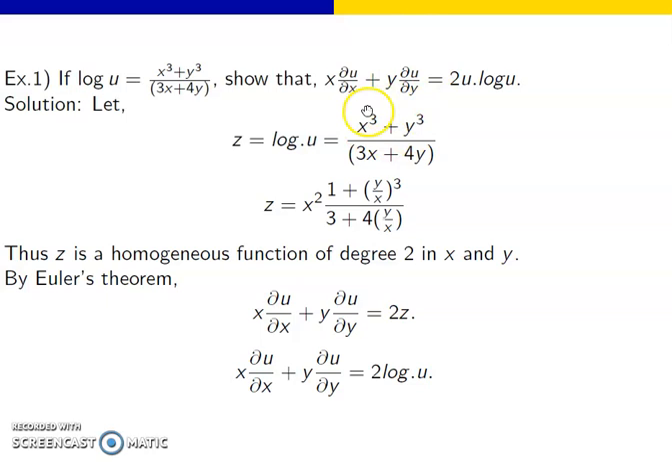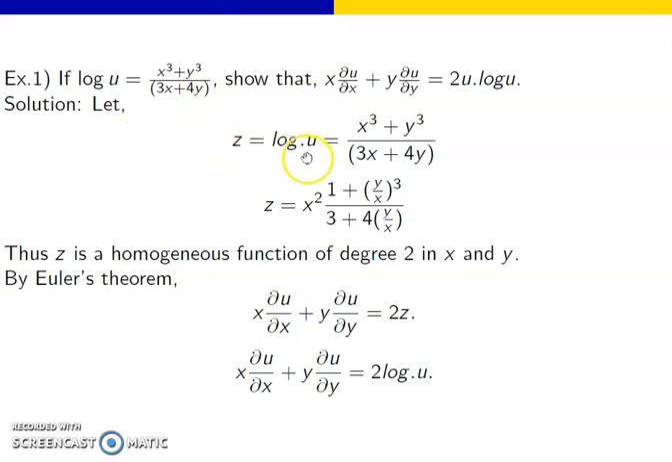By Euler's theorem, we know that x ∂/∂x plus y ∂/∂y equals nu. This is by Euler's theorem. But this will be applicable only if your u is a homogeneous function. So let's check whether it is a homogeneous function or not.